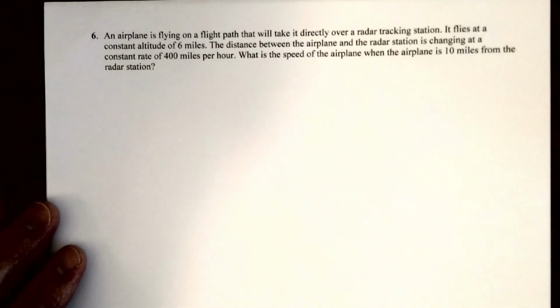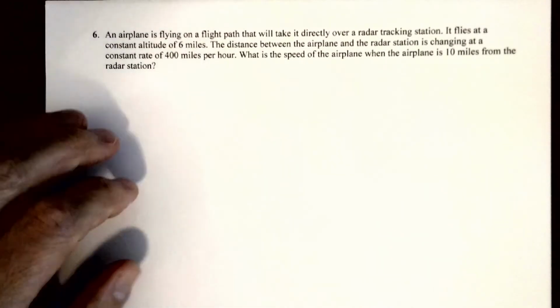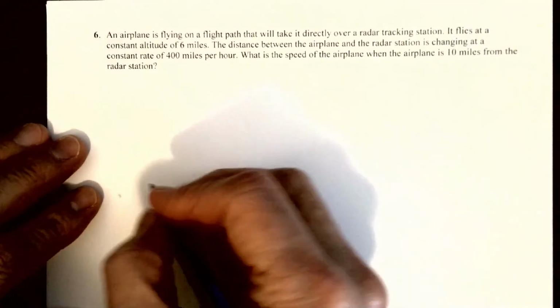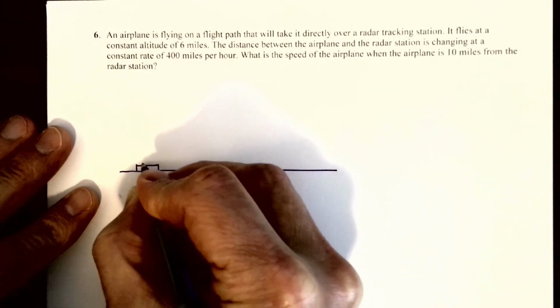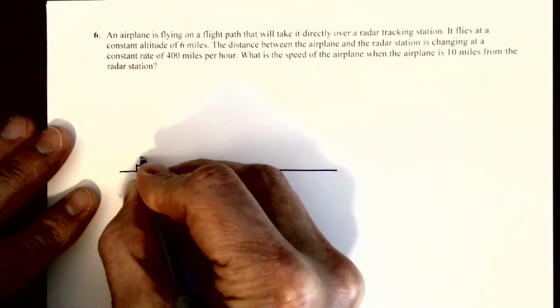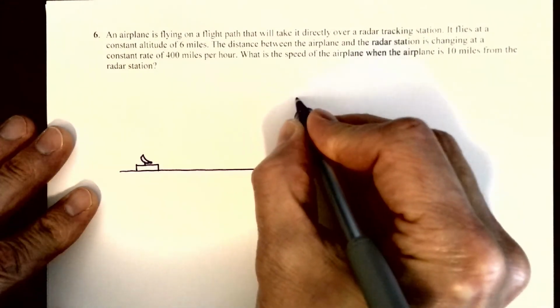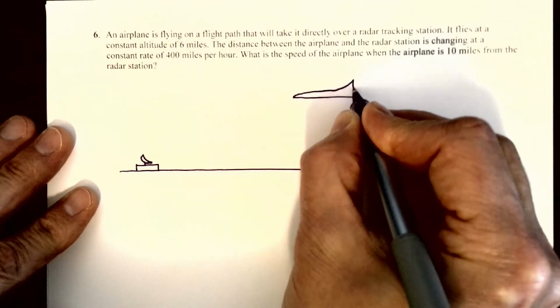This time we have, and this is a pretty practical one, I think, an airplane flying on a flight path that will take it directly over a radar tracking station. It's kind of like the problem we just did. Instead of an observer, we're going to fly directly over a radar tracking station. So we'll draw our tracking station here. It's got one of these radar dishes right on the roof that shoots the signal up to the airplane. Here's my airplane again.